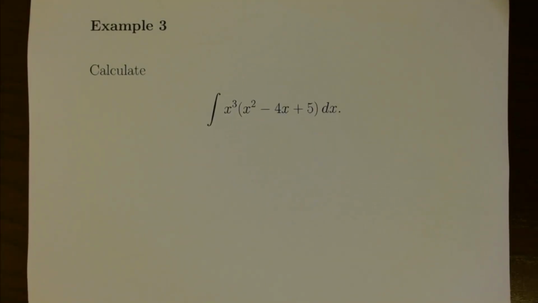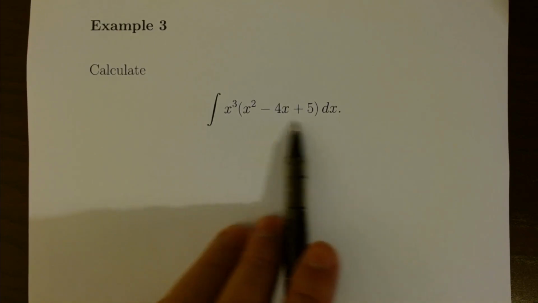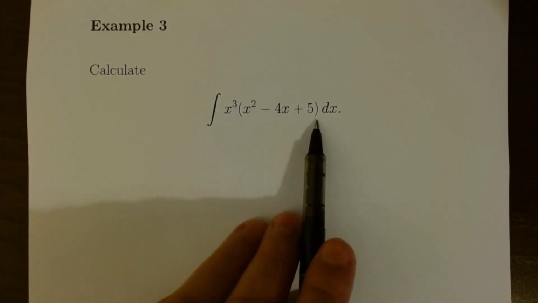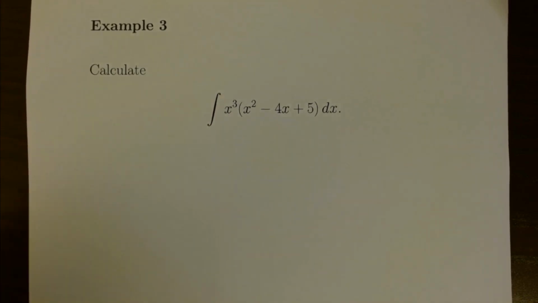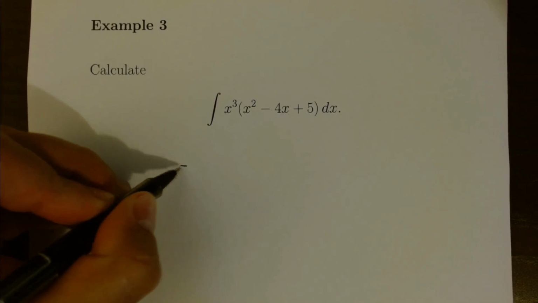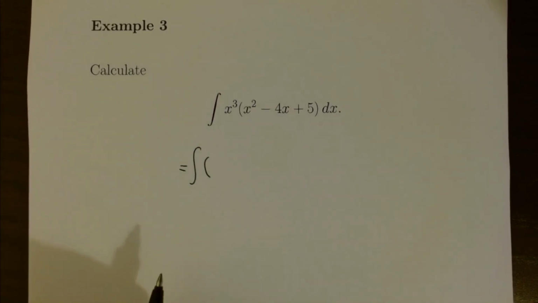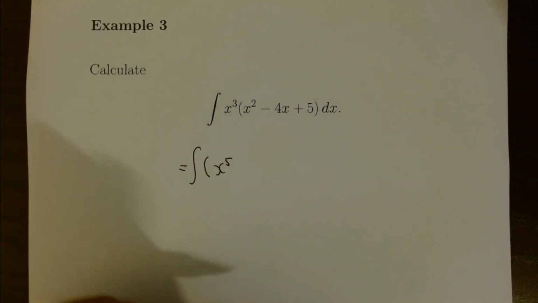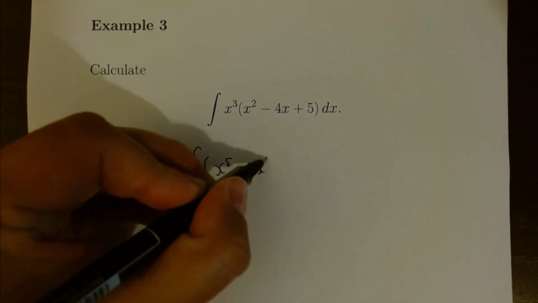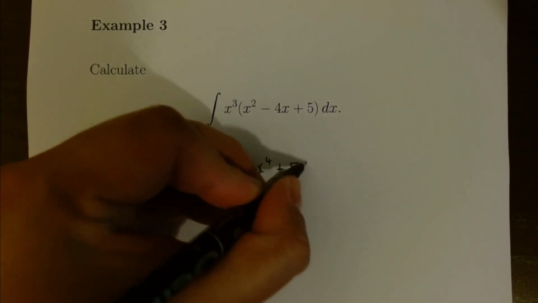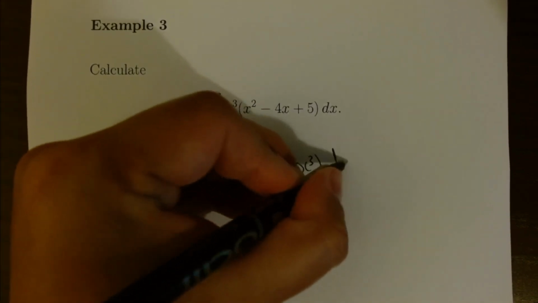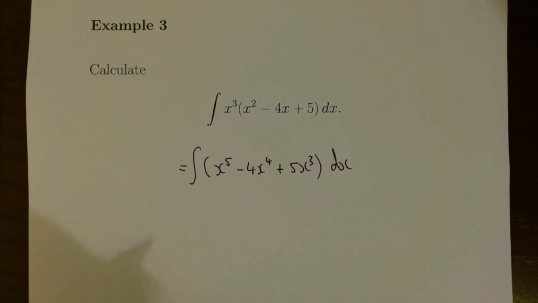Okay, example number 3, we want to integrate this polynomial, and we can see that there's some brackets here, so we can't integrate it straight away, we have to expand the brackets. So we'll begin by doing that. That's the integral, that's x to the 5 minus 4x to the 4 and plus 5x cubed. The x, and now we can integrate it term by term.